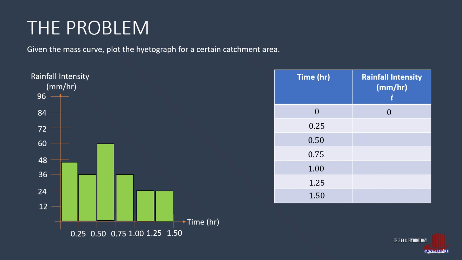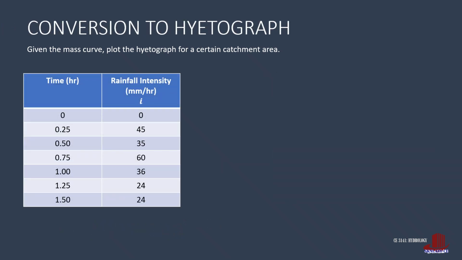The first bar is at a depth of 45 millimeters per hour, followed by 36. Then it rose to 60 mm per hour. The succeeding bars have depths of 36, 24, and another 24 mm per hour. The current table we have contains cumulative time and intensity per interval.